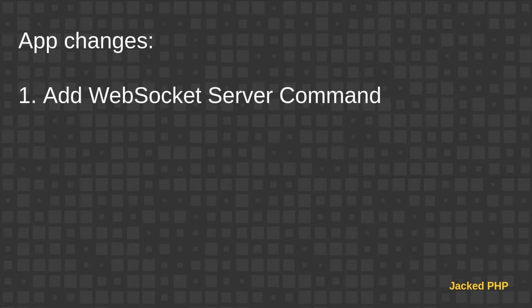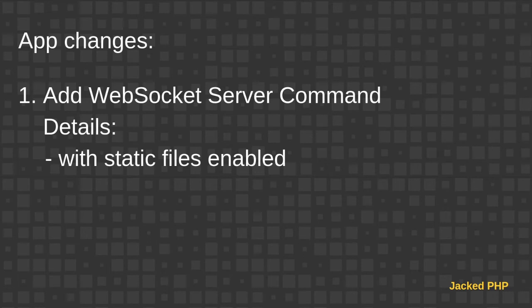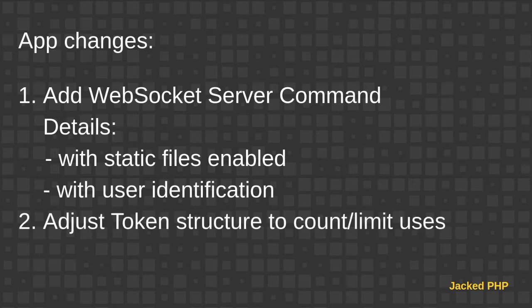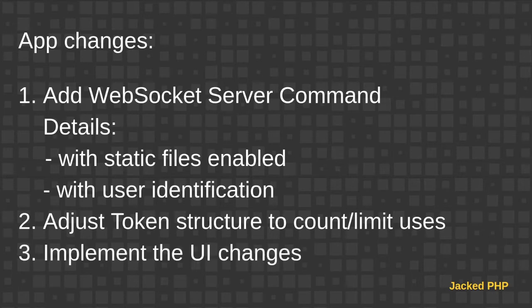For our app changes, we are basically going to add a WebSocket server command, and this WebSocket server will have static files enabled with user identification. So we'll see that with the Swoole table implementation. And then we are going to adjust the token structure to count and limit uses. And this is for our security. You will see further in the video about that. And then we're going to implement the UI changes.